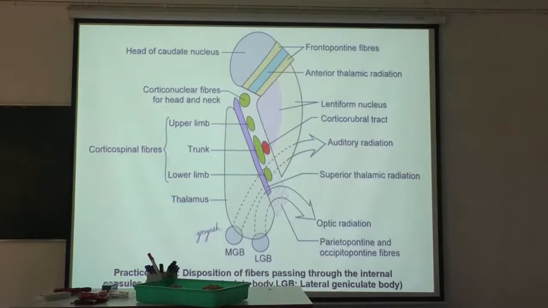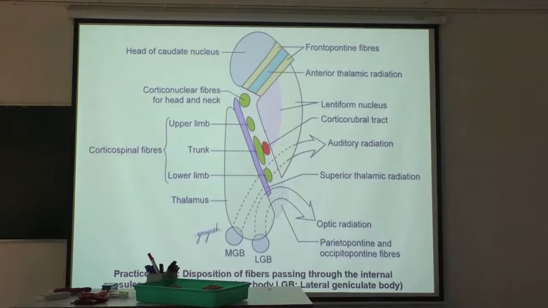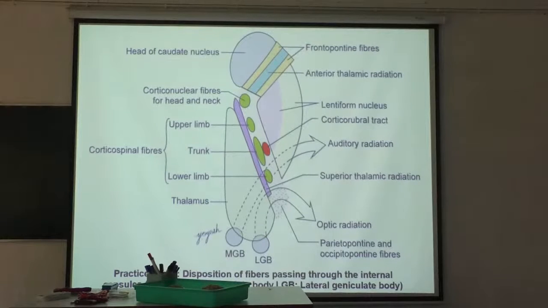Okay, so these are the motor fibers of the internal capsule. See here the disposition of fibers passing through the internal capsule has been shown. Here is the location of the frontopontine fibers. This is the sensory anterior thalamic radiation. Here the corticonuclear fibers for head and neck are located in the genu. Okay. The anterior limb has frontopontine fibers and anterior thalamic radiation.